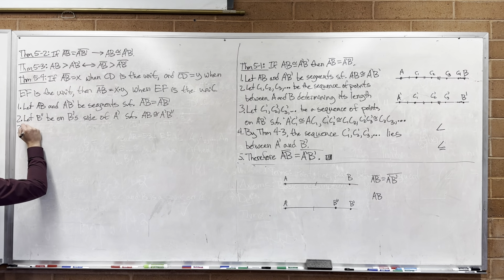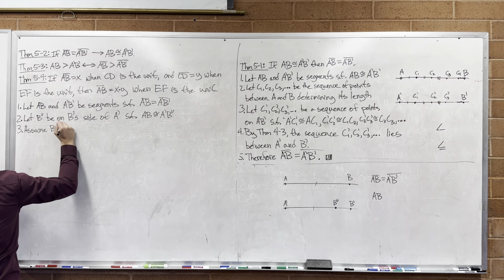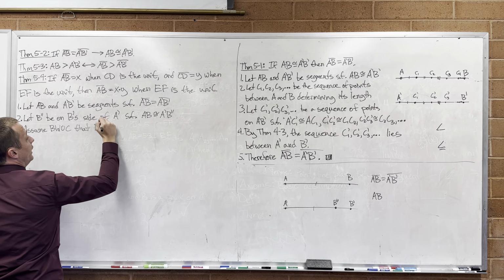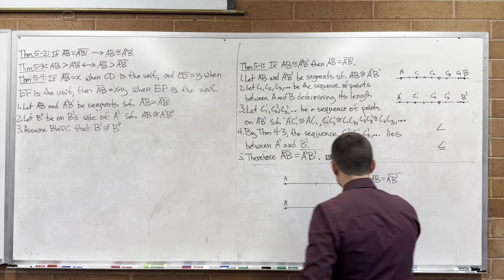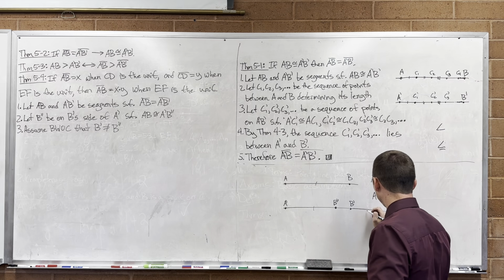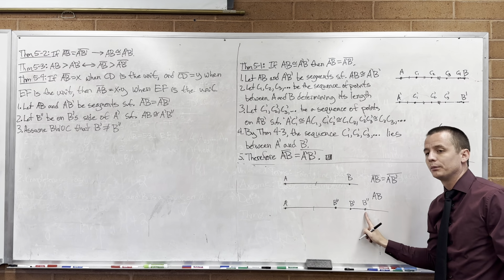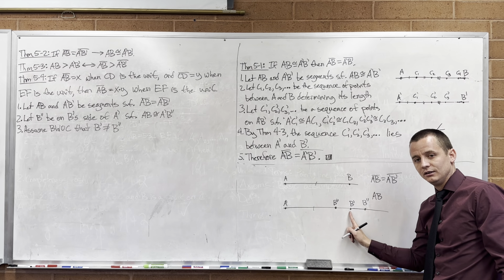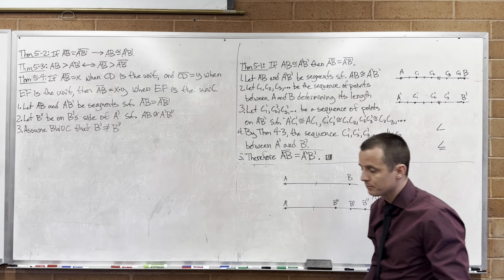Step 3: assume by way of contradiction that B prime is not equal to B double prime. If they're not the same point, then we have two possible pictures here. Either B double prime was on this side or B double prime is over here, and I don't know which. I'm going to show both are impossible, therefore it has to be B prime. It can't be on that side of B prime, and it can't be on that side of B prime.